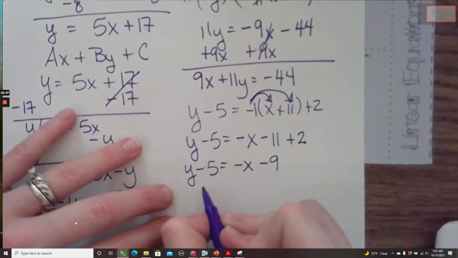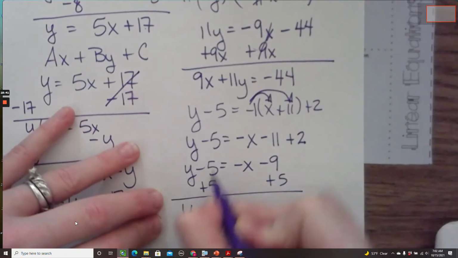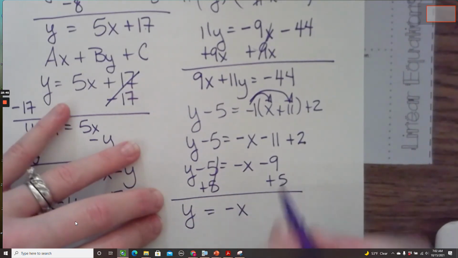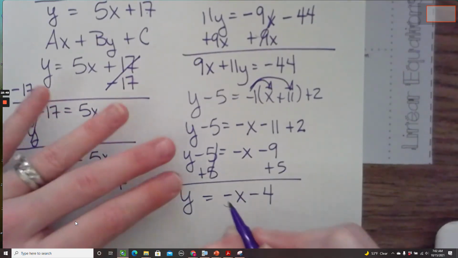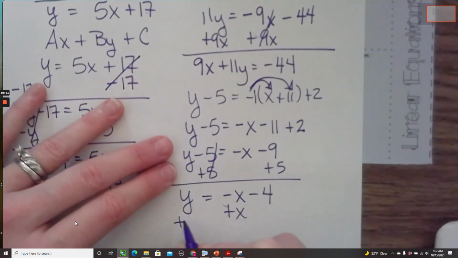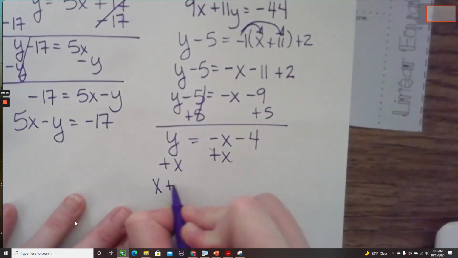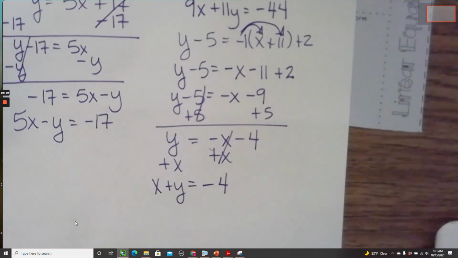And then now I'm going to move this 5. So I'm going to add 5 to both sides. Negative x, negative 9, and a positive 5 gives me a negative 4. And then now all I have to do is move this x, and so I can add x to both sides. So now I have x plus y equals, this cancels, a negative 4.